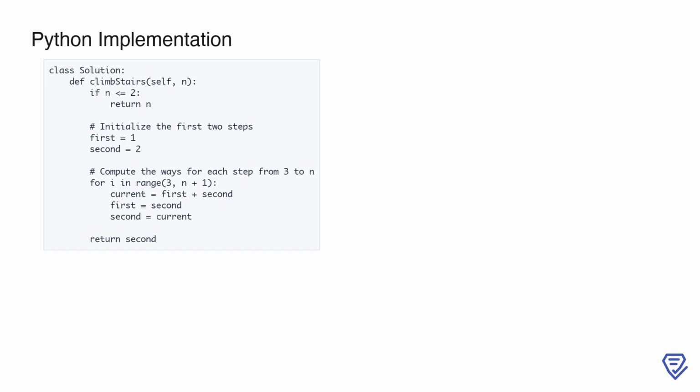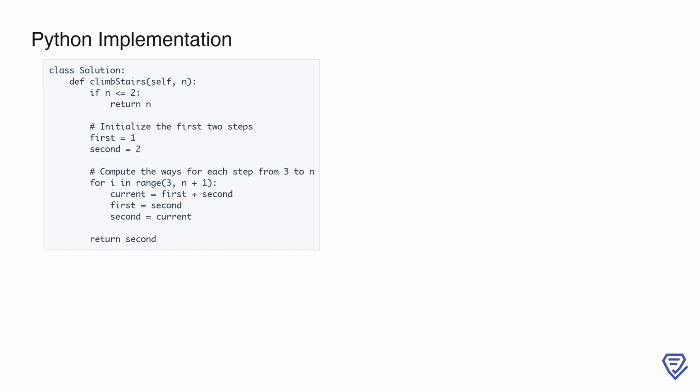The algorithm initializes 2 variables, first and second, to represent the number of ways to climb 1 and 2 steps, respectively. Then, it iteratively computes the number of ways to climb up to the nth step. For each iteration: 1. Compute the current step's ways as the sum of first and second. 2. Update first to hold the value of second, for the next iteration. 3. Update second to hold the value of the current step. By the end of the loop, second holds the total number of ways to climb n steps.